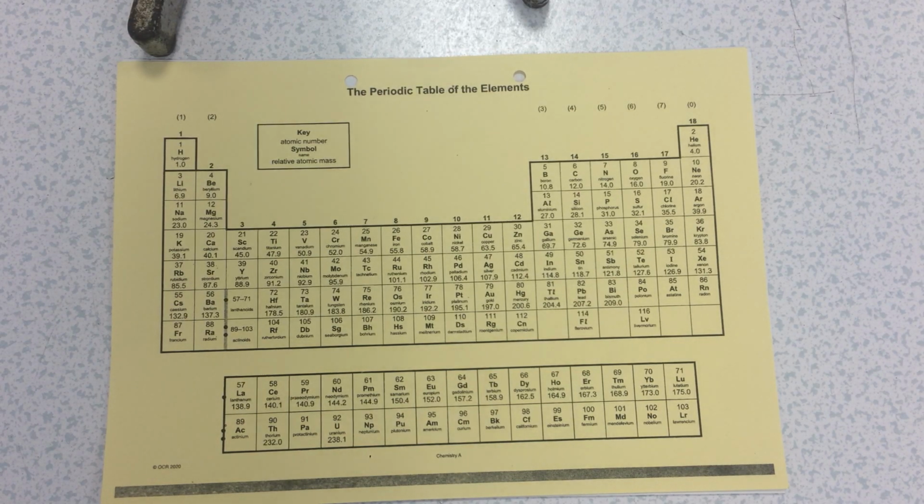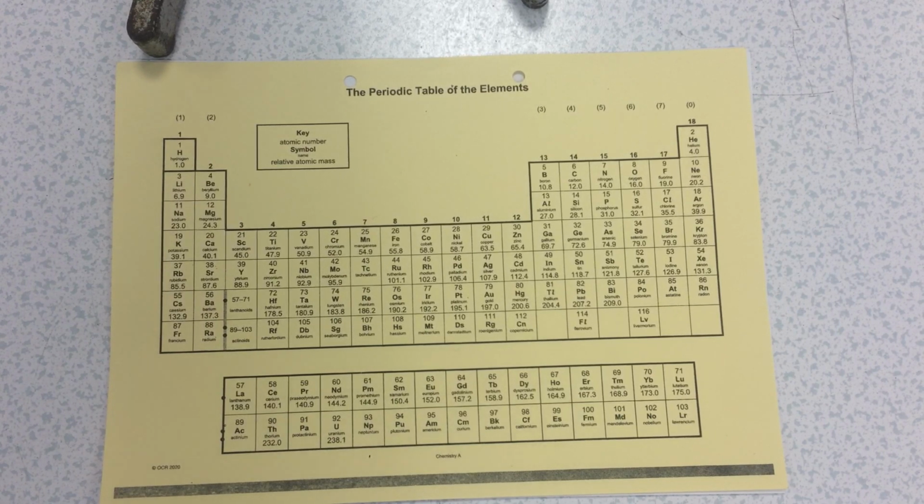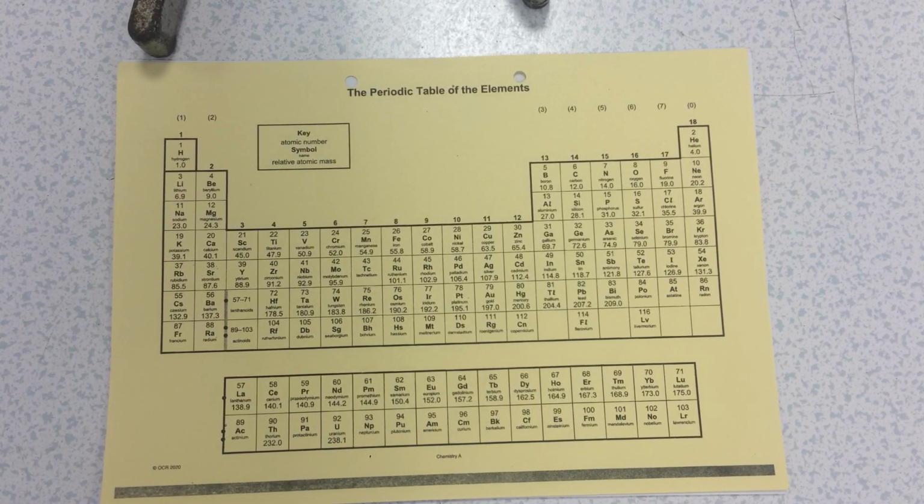Okay, so this is a video explaining the factors that affect ionization energy, and there's three, and these three factors then affect one other thing. So the three factors that affect ionization energy are atomic radius. This is basically the size of the atom.